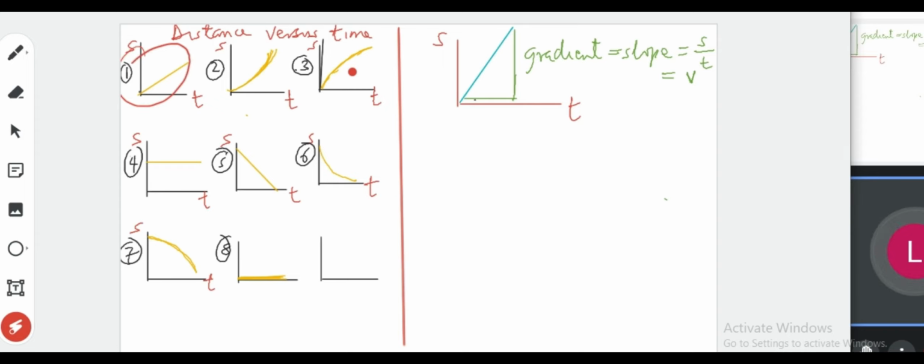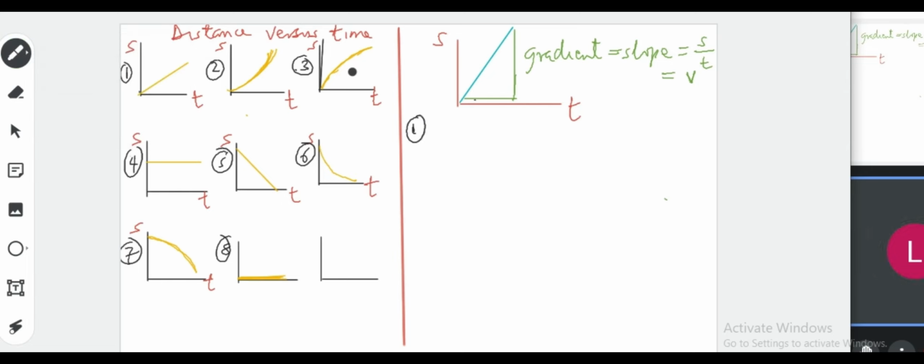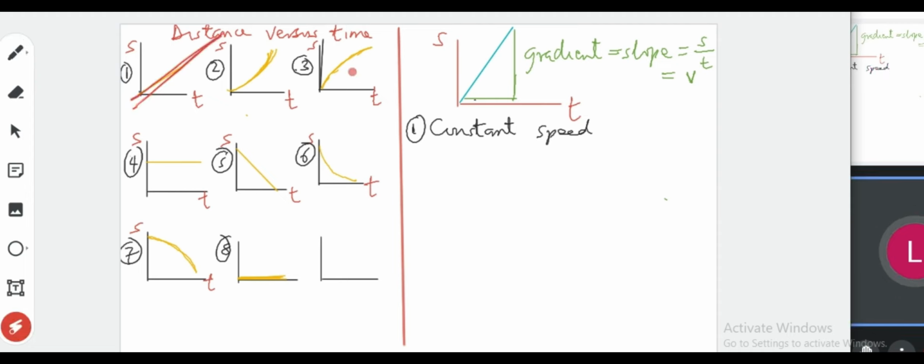For instance, number 1, you can see it is a straight line, isn't it? So number 1 is what? Let's define it. Describe the motion. Number 1: constant speed, is it not? Why is it a constant speed? Because the slope is constant. It's a straight line.